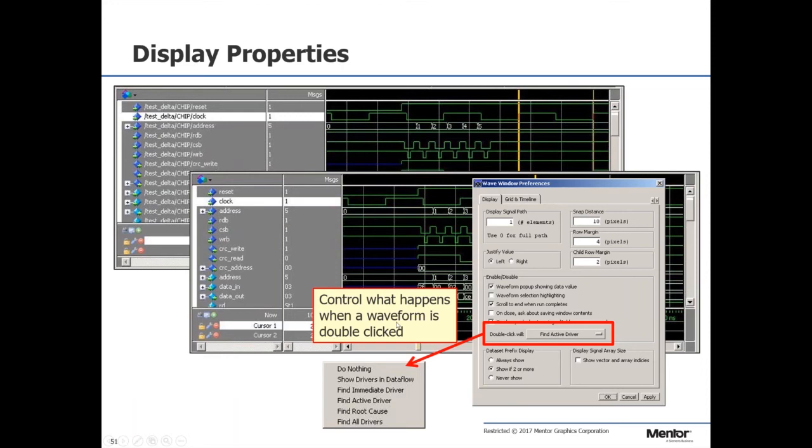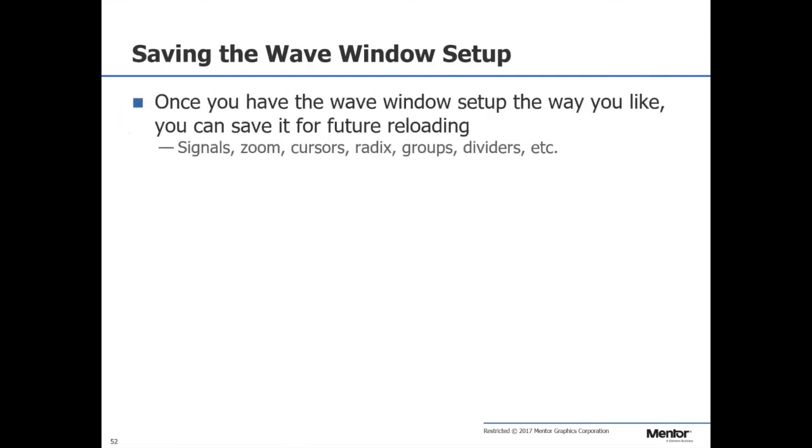The other thing that I always set up is what happens when I double click on a signal in the wave window. I almost always go to this and I say show that signal in the data flow. And I'll talk more about the data flow in a little bit.